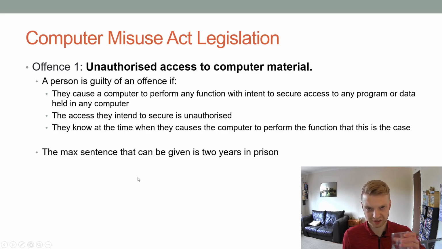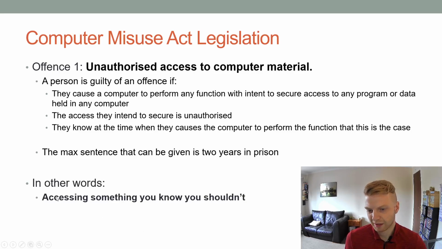So this is the legislation, right? There's pages and pages. I copied it all over and cut it down from the government website, and even then it's still a lot. Basically, offence 1 is unauthorized access to computer material. Again, this is legal speak, and the max sentence that can be given is 2 years in prison. In human speak, you break the first offence if you access something you know you shouldn't be accessing.